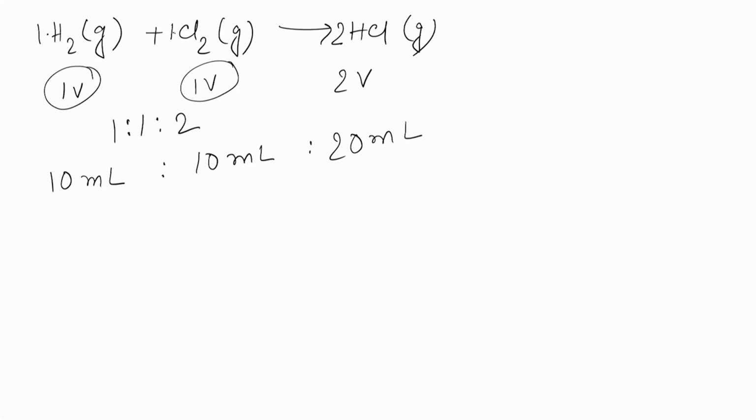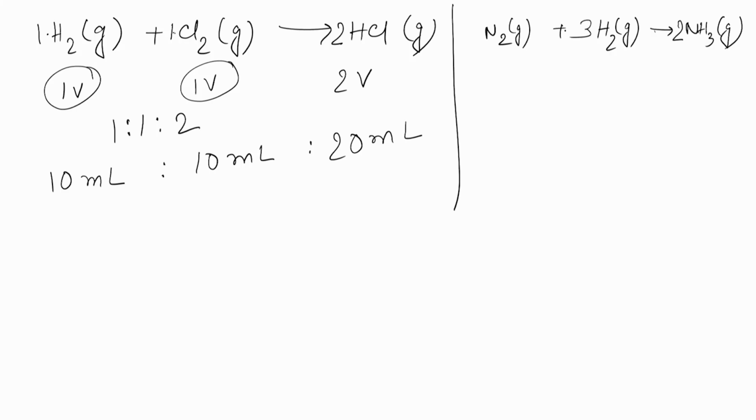Now, let's see another example. Nitrogen gas plus hydrogen gas gives ammonia gas. Now, if we balance this equation, we have N2 here, so we need 2 ammonia. So when we put 2, how many hydrogens are there? 6 hydrogens. So, we need to put 3 here. So, 6 hydrogen is equated. Now this reaction is balanced.